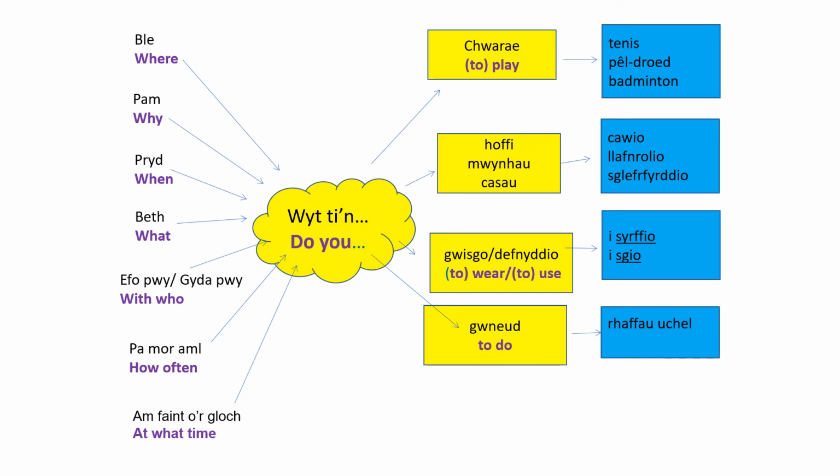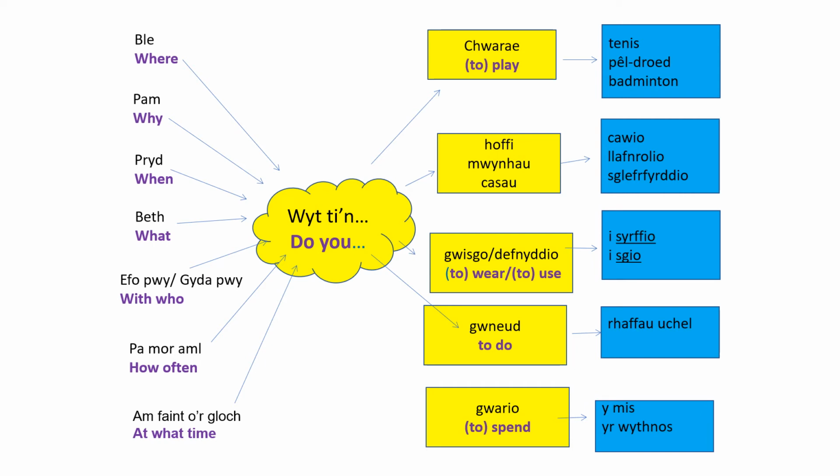Pa mor aml, how often do you go to the high ropes? Pa mor aml wyt ti'n gwneud raffau uchel? And the last one, spend, gwario. How much you spend a month, a mis, or yr wythnos, a week. So you could say, Beth wyt ti'n gwario a mis? What do you spend a month? Beth wyt ti'n gwario yr wythnos?